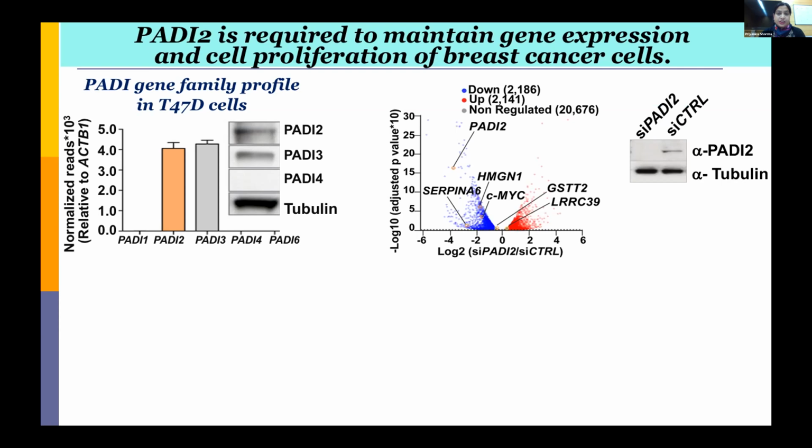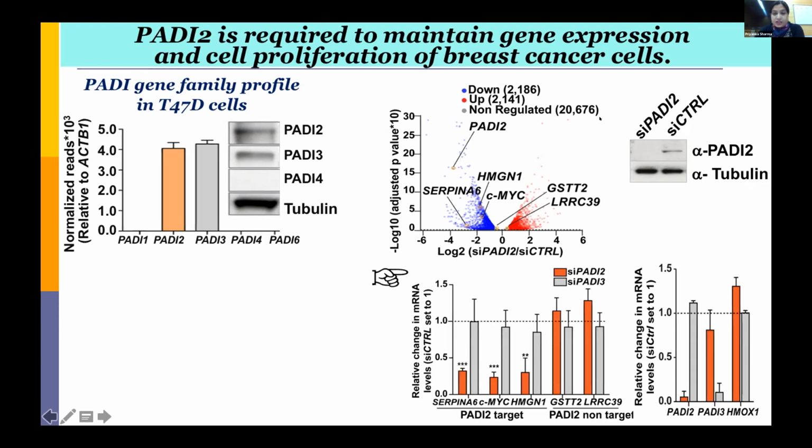Here I'm presenting the RNA sequencing data. As you can see, it is a volcano plot, with the x-axis showing the log2 fold change and the y-axis showing the log10 transformed value. This is done after PADI2 knockdown. The thing to notice is that PADI2 knockdown drastically affects transcription regulation. Approximately 2000 genes are significantly downregulated, and more or less the same number of genes are upregulated, which might be an indirect effect of the downregulation. We wanted to understand how specific this effect is.